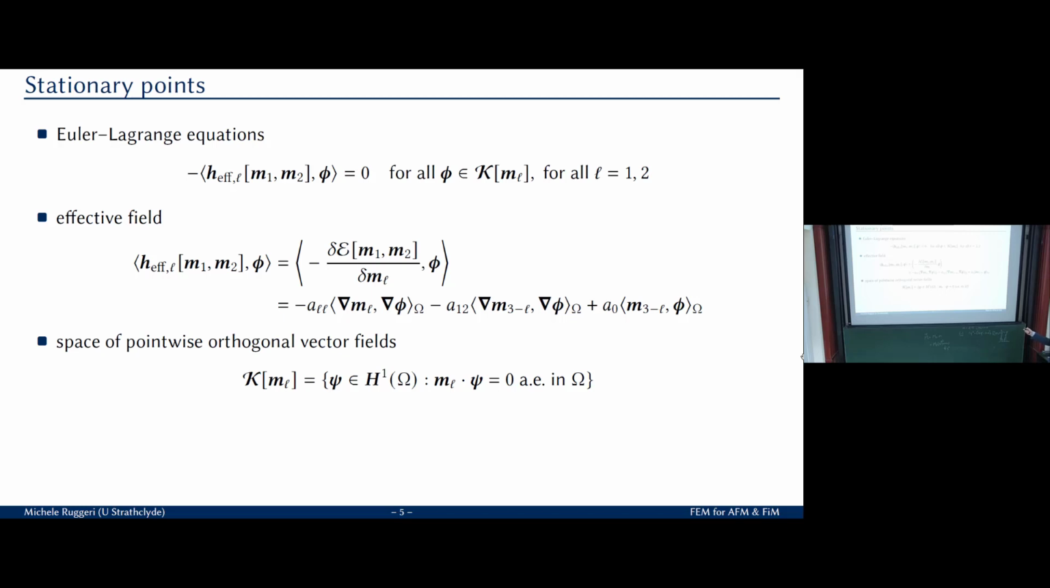And this space here is the space of pointwise orthogonal vector fields, which naturally appears when you are dealing with unit length vector fields. Like in the harmonic map setting, you can write this in strong form, and then you get exactly the very same Brown equations that you get for a standard ferromagnet in micromagnetism. The only difference is that you have two of them, but formally they look the same. So this is the equation satisfied by stationary points of the energy.